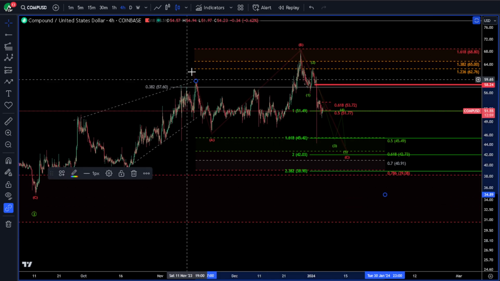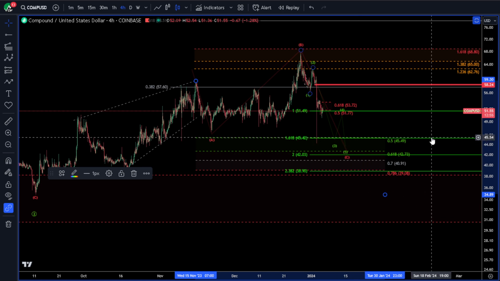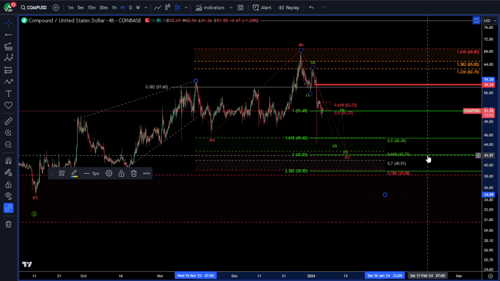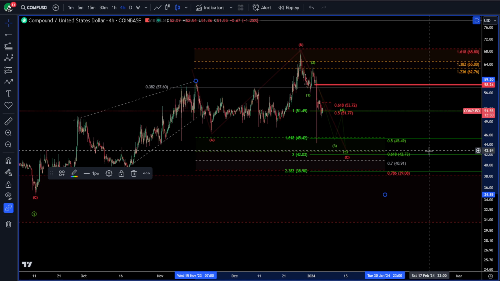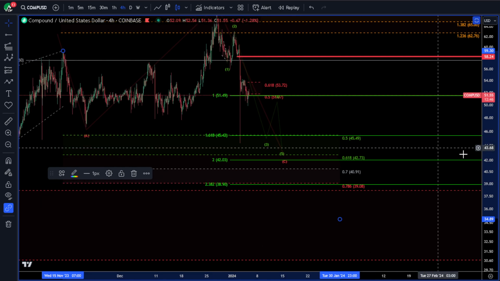I pulled from the bottom to the top of the wave 1 for my retracements, which is between 45.49 and 42.73. That would be the ideal area, right between the 50 and the 618.